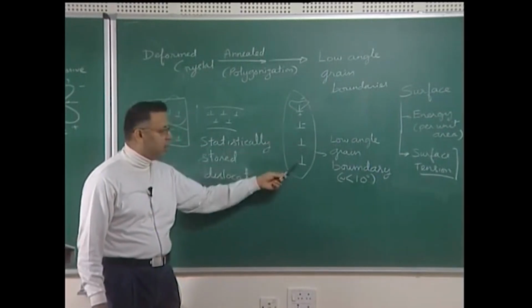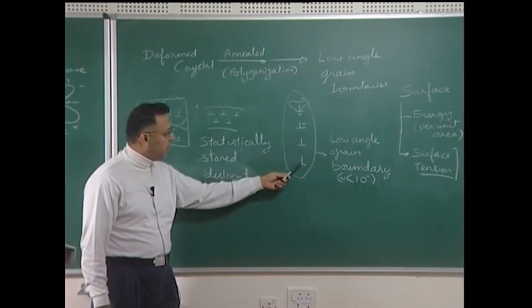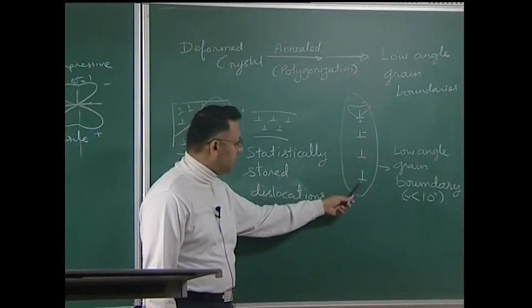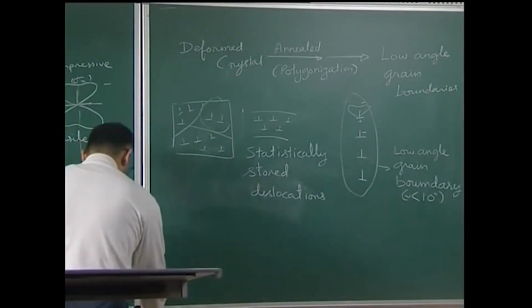Now, in this structural dislocation or this low angle grain boundary, the structural dislocation has been localized to the grain boundary.